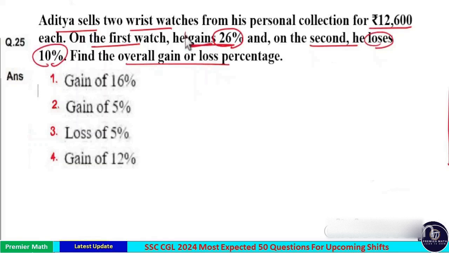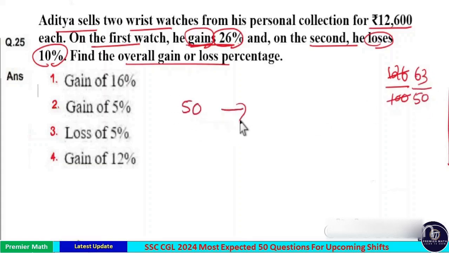Here on the first he gains 26%, means gain is equal to profit. Profit 26% means 100 plus 26, 126%. Which means 2 goes 63 times in 126, 2 goes 50 times in 100. That is, if 50 part is the cost price, then 63 is the selling price.